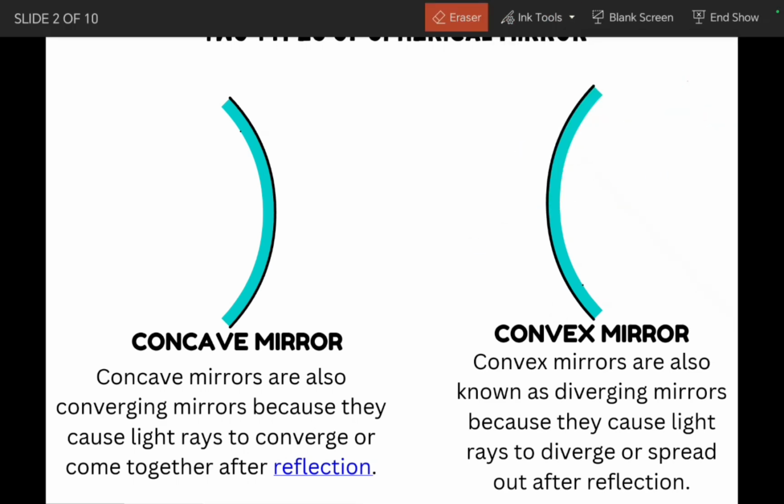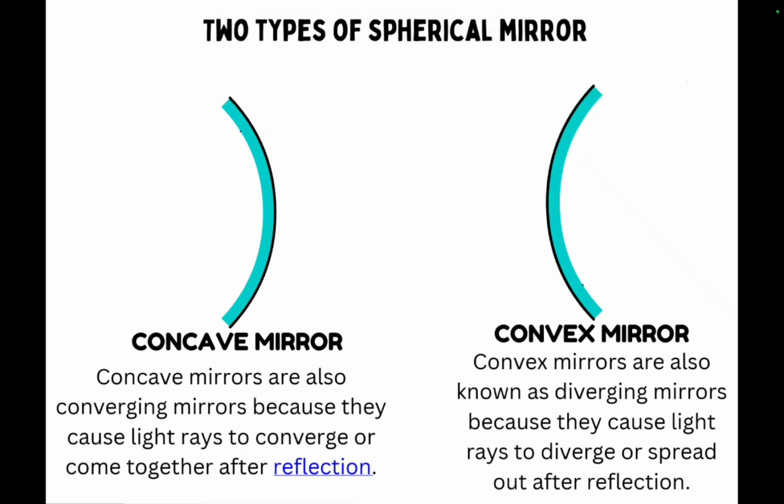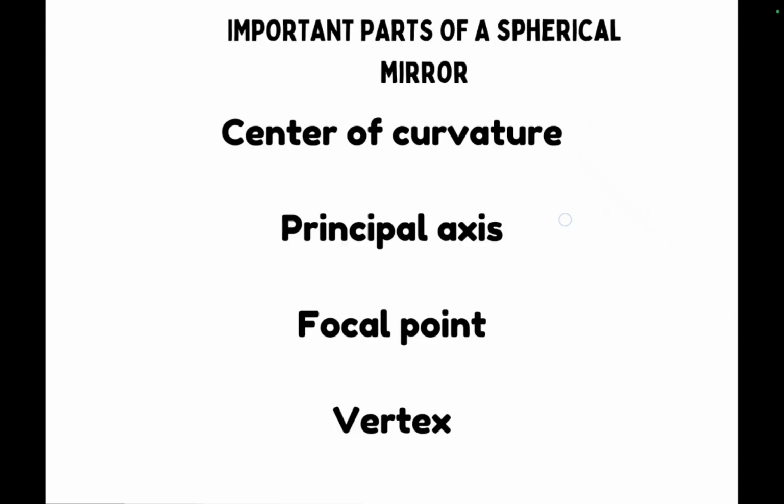Let's erase everything. Now let's proceed to our main topic for today. In a spherical mirror, we have to take note of the following parts. The first one is the center of curvature. The second one is the principal axis. The third one is the focal point. And the fourth one is the vertex. So what are these and where can we find these parts in a spherical mirror or a curved mirror?